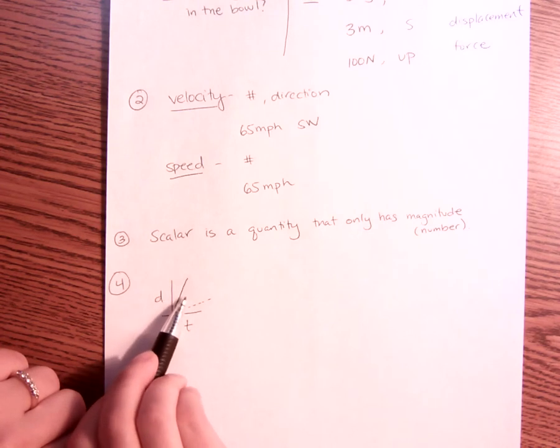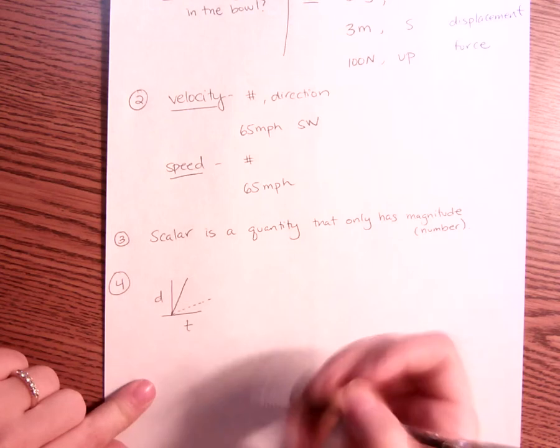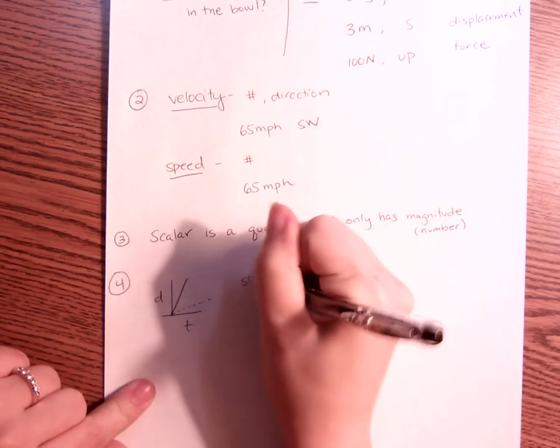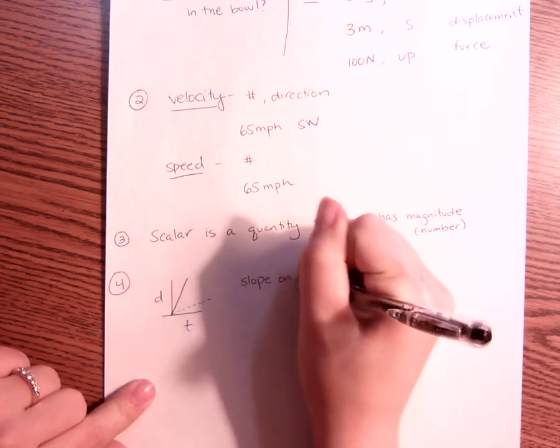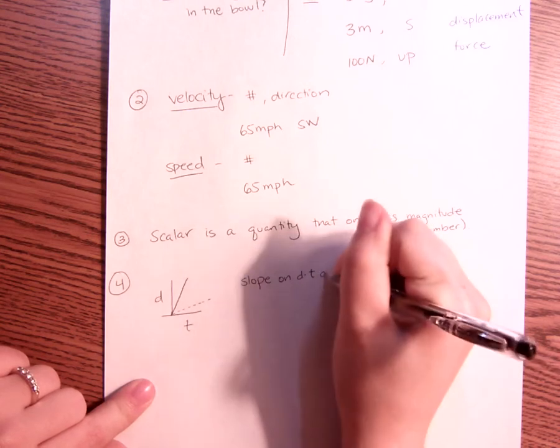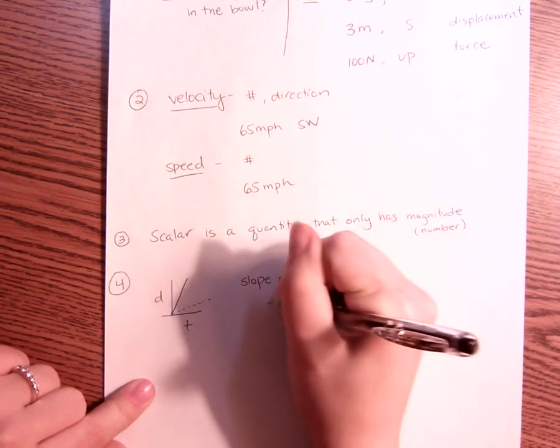If I change the slope of this line, what am I changing? I'm changing the velocity. So slope on a dt graph equals velocity.